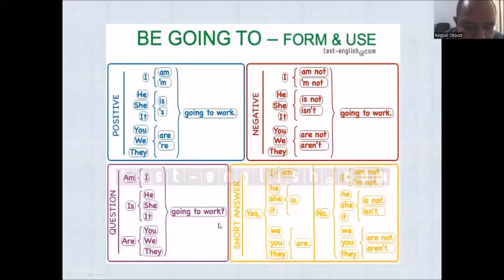Am I going to work? Is she going to work? Are we going to work? Yes, I am. Yes, she is. Yes, you are. No, I'm not. No, I am not. No, she's not. No, she isn't. No, they are not. No, they aren't. Both structures refer to the future tense.